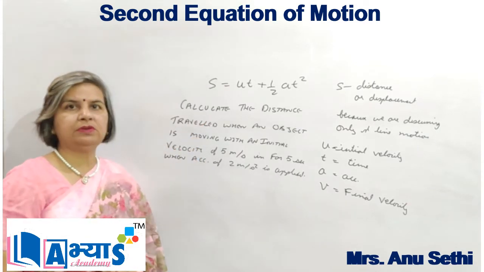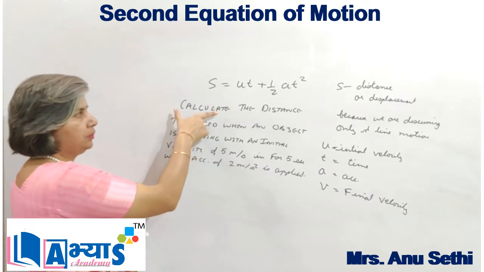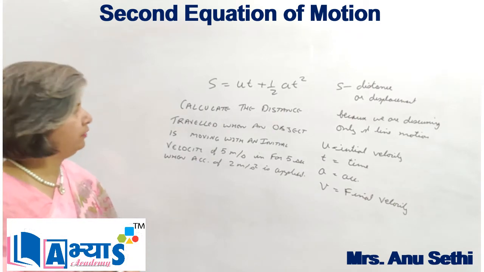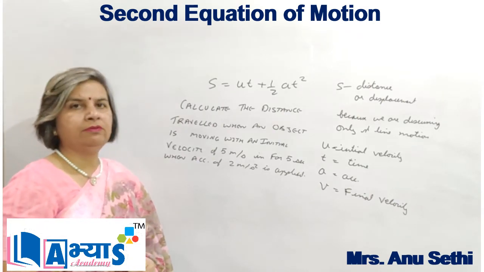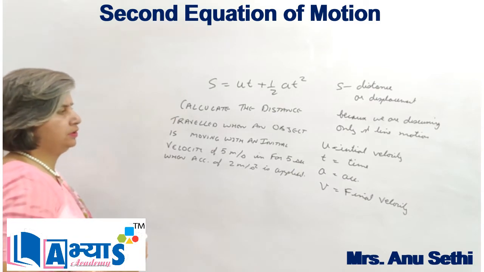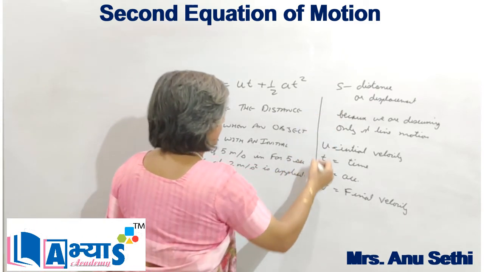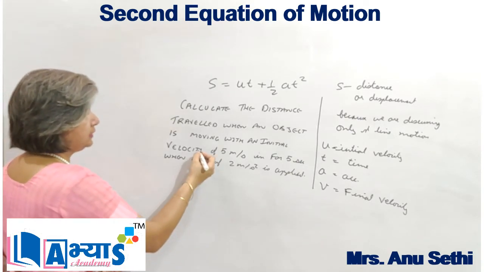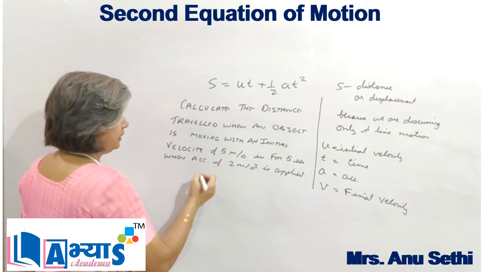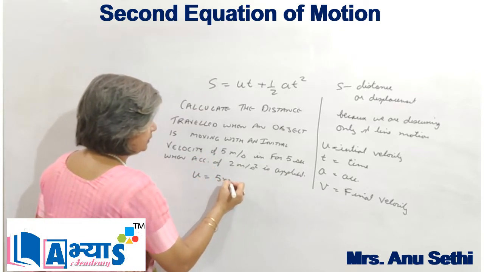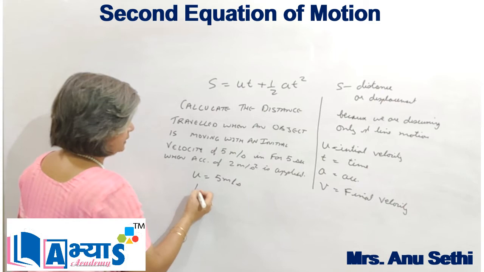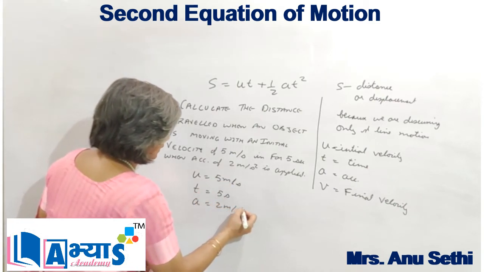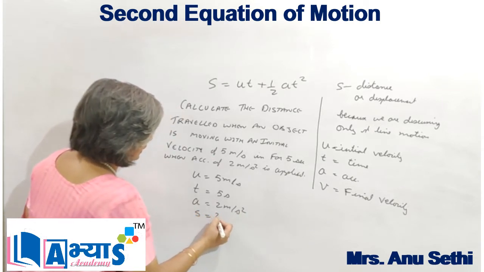Suppose we are given to solve this numerical in which we are to calculate the distance travelled when an object is moving with an initial velocity of 5 meters per second for 5 seconds when an acceleration of 2 meters per second square is applied. In this type of situation, we will write whatever is given. The initial velocity is 5 meters per second, so u is 5 meters per second. Then time is given as 5 seconds and acceleration is given as 2 meters per second square, and we are supposed to find the distance travelled.